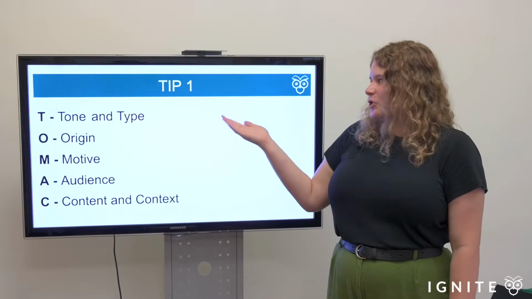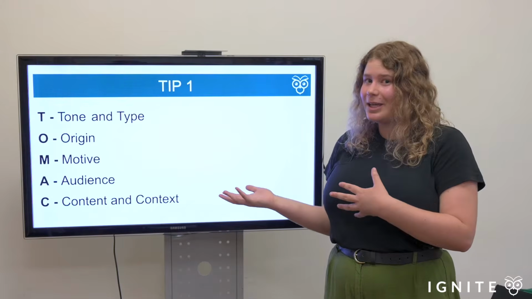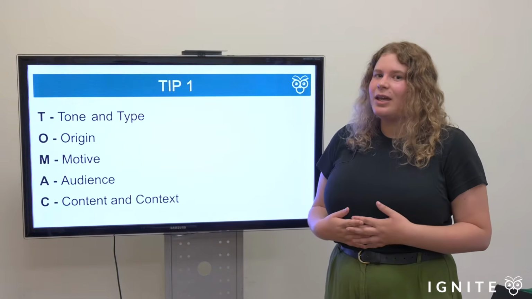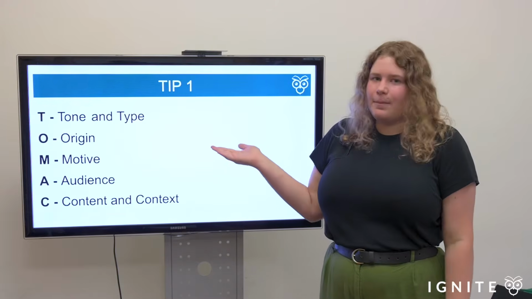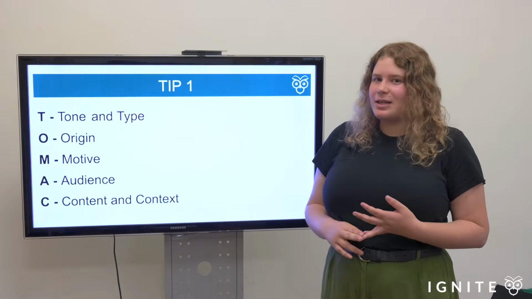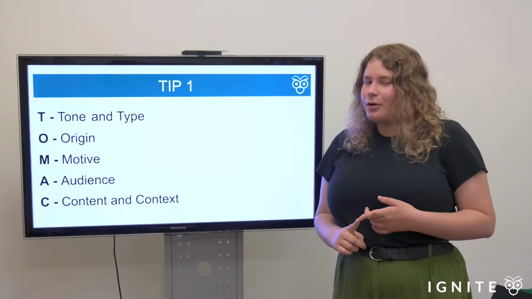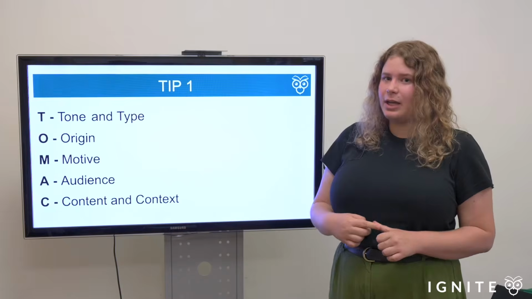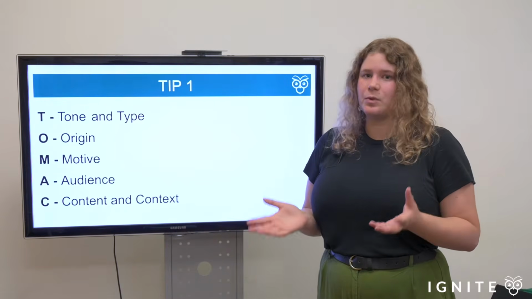So when we're looking at tone, we're looking at whether it's positive, cynical, comedic, is it negative, is it overly exuberant? We're also looking at type. So is this a primary source, a secondary source? Is it a cartoon, a newspaper clipping, a photograph, something from a diary? These are things to keep in mind because it helps you to piece together why this source was created.